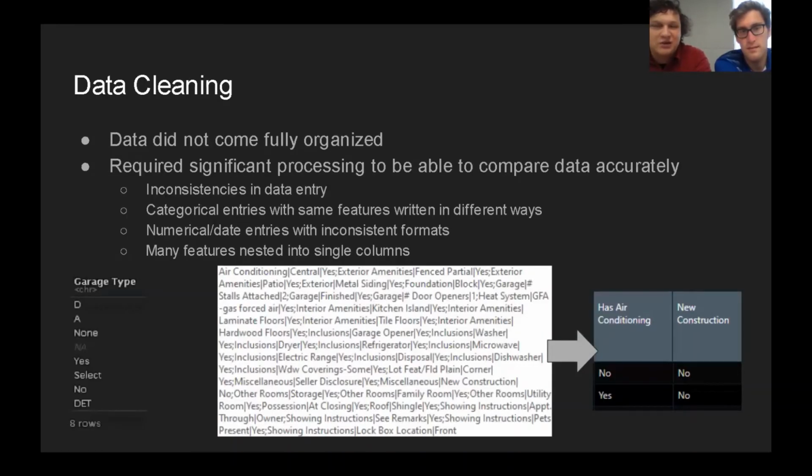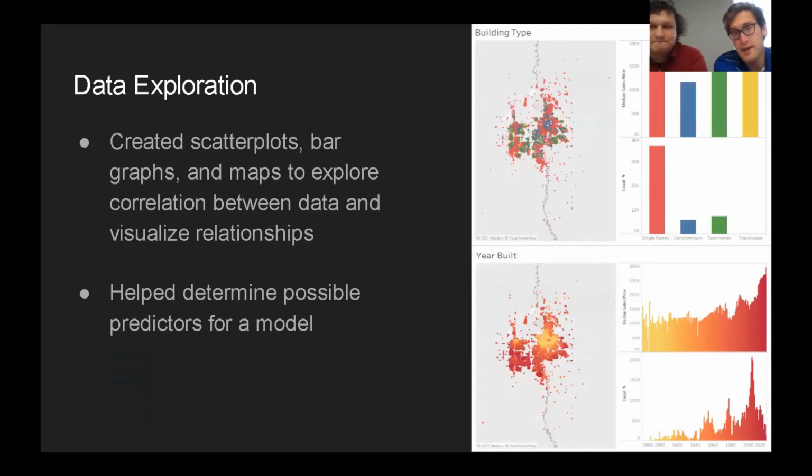So the first thing we had to do with our data set is clean it. The data did not come necessarily organized to us, so we had to change things around, make sure formatting was consistent so that we could accurately compare different sets of data. And the next thing we did was we explored the data. So we made lots of graphs and charts to help find relationships between the variables.